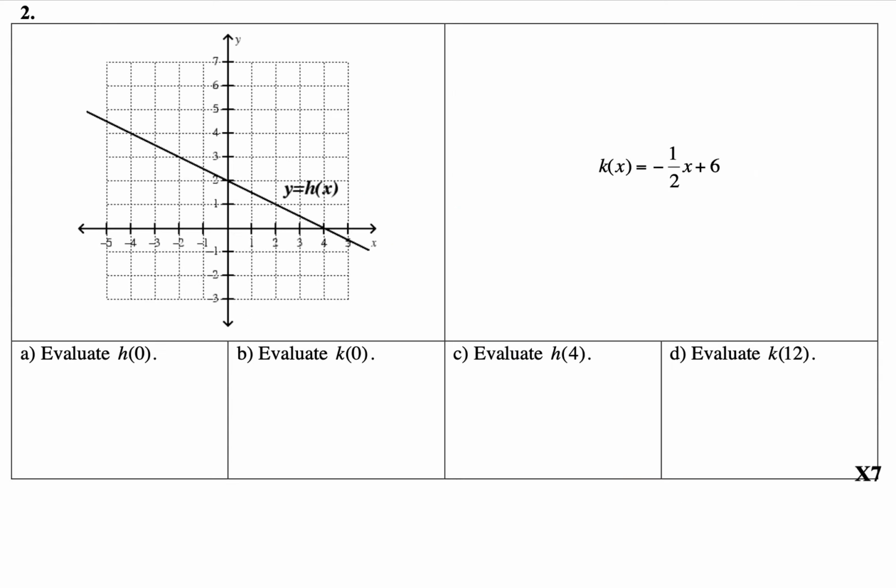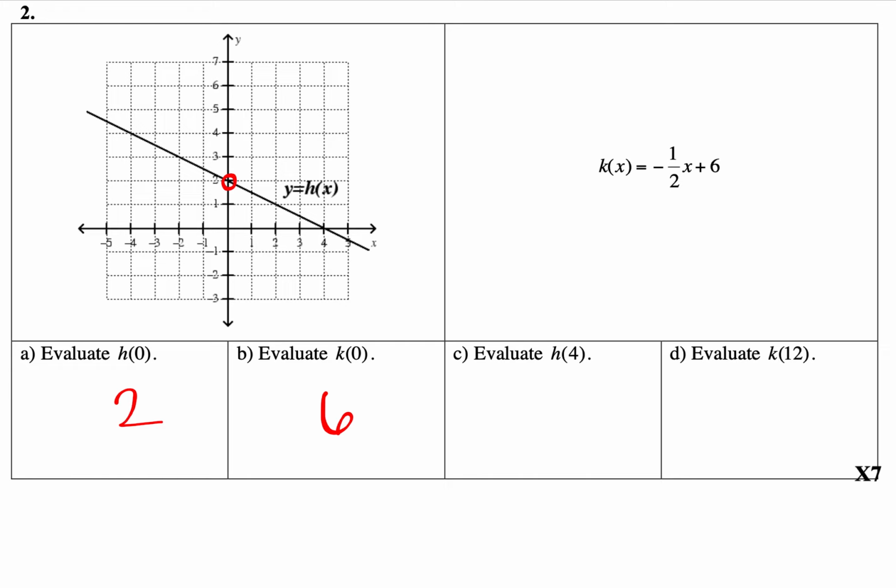The next one, number 2, we've got h of x represented in the table and k of x represented in an equation. h of 0, input 0, output 2, it's actually the y-intercept. k of 0 is also the y-intercept, or it's what you get when you plug in 0 and calculate it. 0 plus 6, of course, is 6.